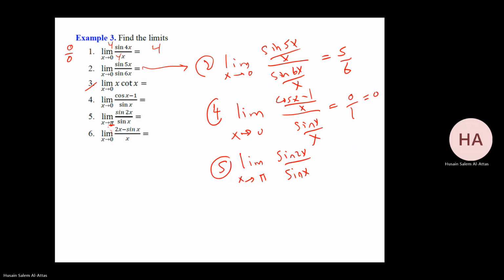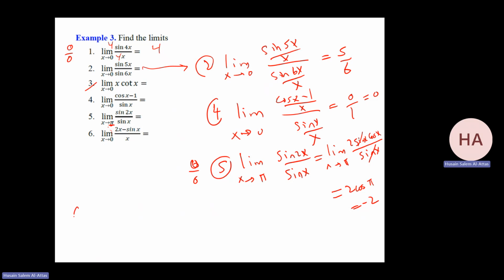Okay, now what will happen here? If I substitute, I'm getting 0 over 0. But I know that sine 2x is what? 2 sine x cosine x over sine x. Then I can cancel sine with sine, like what we did. Now substitute 2 cosine pi. Cosine pi is minus 1, so that is minus 2.